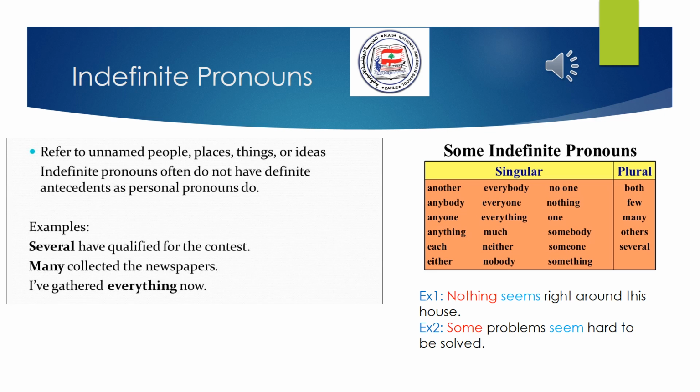Indefinite pronouns refer to unnamed people, places, things, or ideas. Indefinite pronouns often do not have definite antecedents as personal pronouns do. Examples: several have qualified for the contest. Many collected the newspapers. I've gathered everything now.